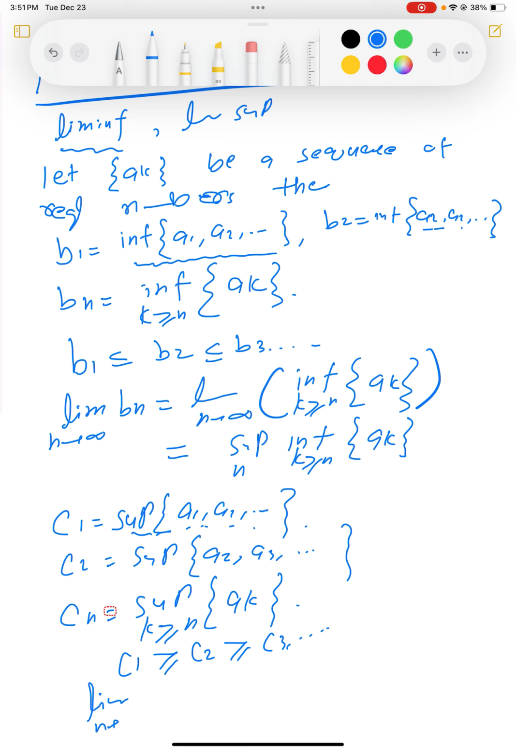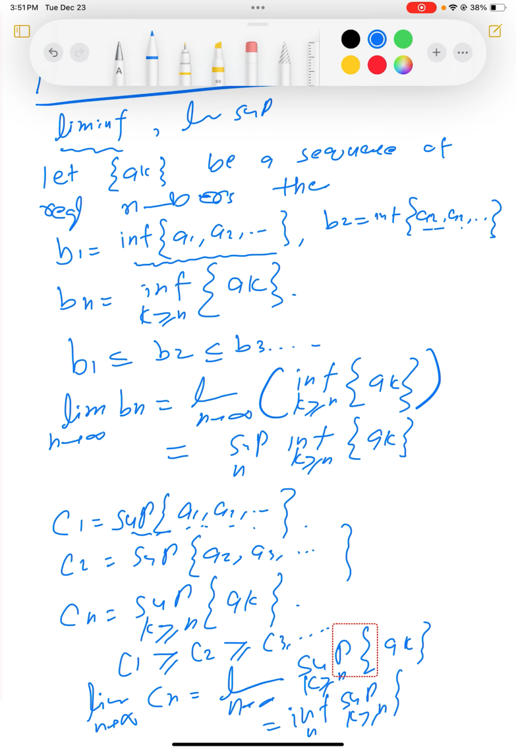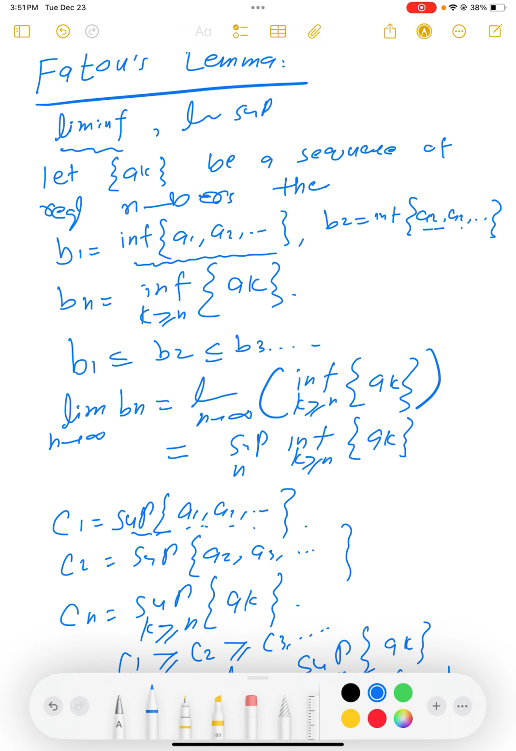Now if I take the limit as n approaches infinity of Cn, this is the limit of the supremum of A_k for k greater than or equal to n, and this is actually the infimum over n of the supremum of A_k for k greater than or equal to n. So you see what kind of relationship: lim sup is the infimum of supremum and lim inf is the supremum of infimum. Okay, so now based on lim inf we are going to state Fatou's lemma.